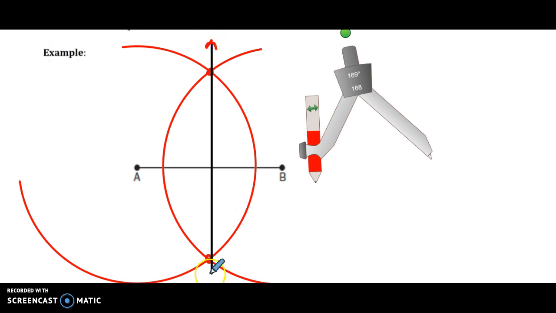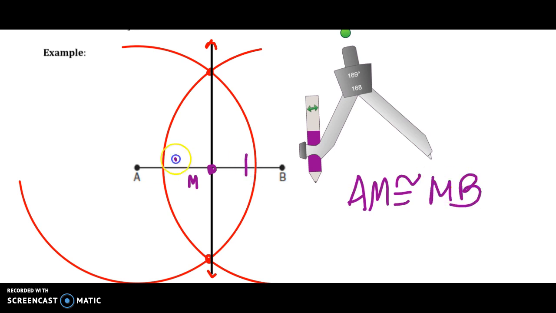Put arrows on my line. And it also asks us to label the midpoint M. So remember, the perpendicular bisector passes through the midpoint of the segment, and that is where the intersection of the perpendicular bisector and the given segment are. So if we were to write a congruency statement, we would know that AM is congruent to MB. Again, a bisector divides a segment into 2 congruent parts.